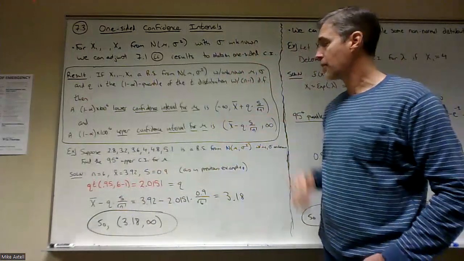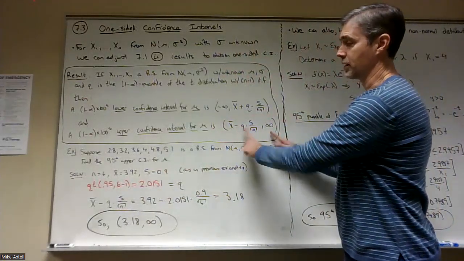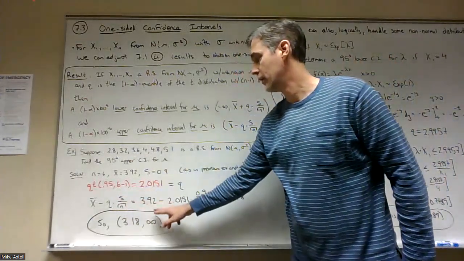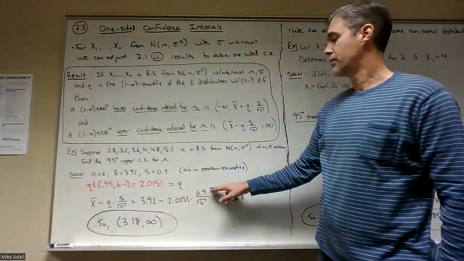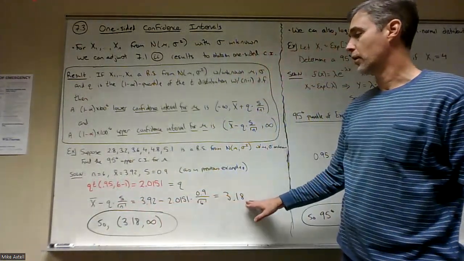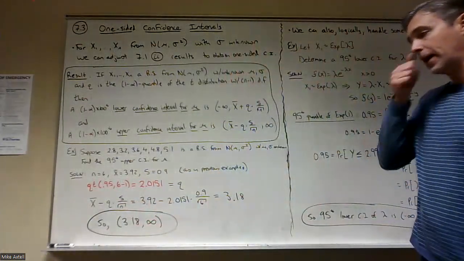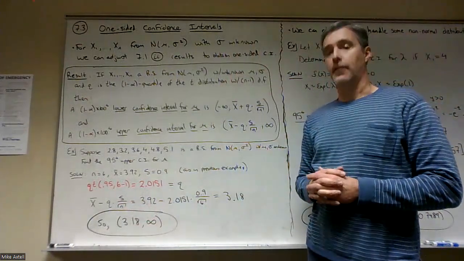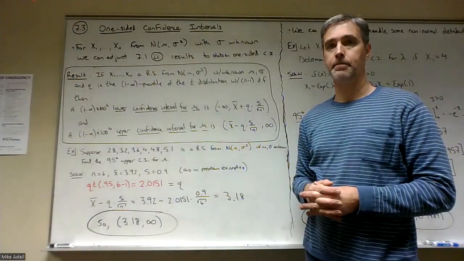And since I want an upper confidence interval, I'm going to copy and paste this down, replacing the values. So x bar minus q times s over root n would be 3.92 minus that quantile, 2.0151, times 0.9 over root 6, and that gives me 3.18. So from 3.18 to infinity, I have my 95% upper confidence interval for the population mean mu, okay?